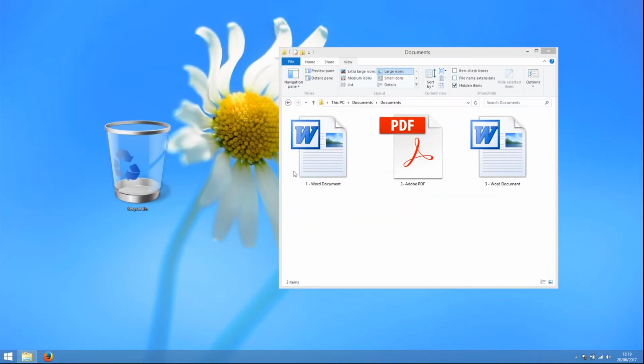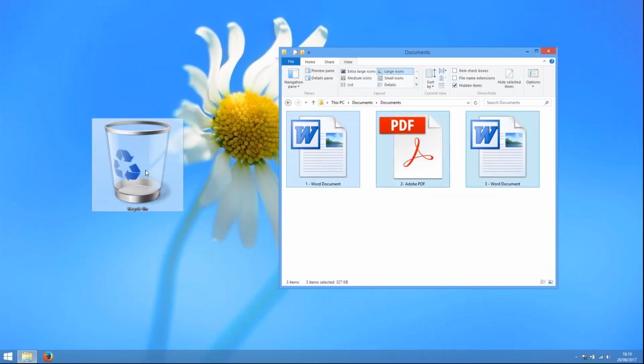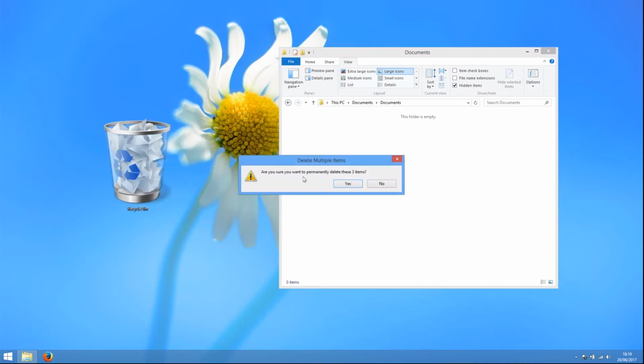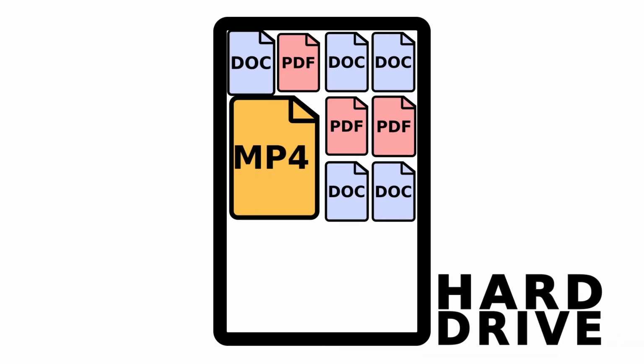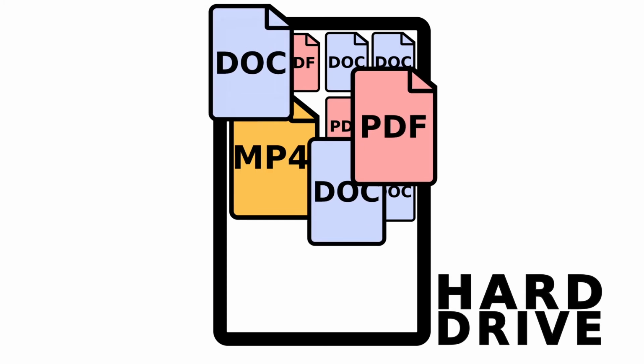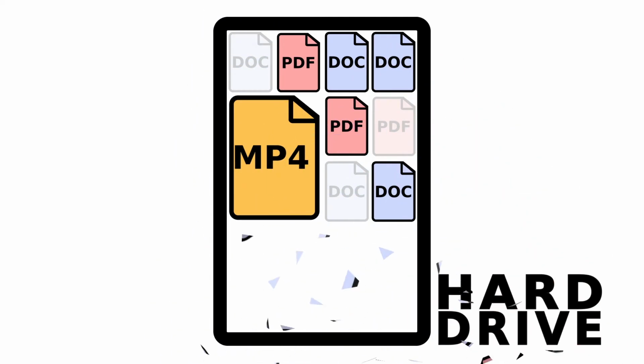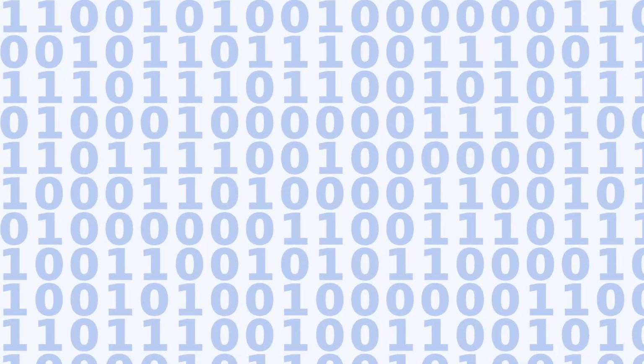Now, what happens when we delete a file in our operating system? On the hard drive, all that happens is the computer now marks the space the file used to occupy as free. The computer sees the space as free and can write new data over it. But until the computer does actually write new data there, the ones and zeros that made up the original file stay in place, like a kind of ghost file.